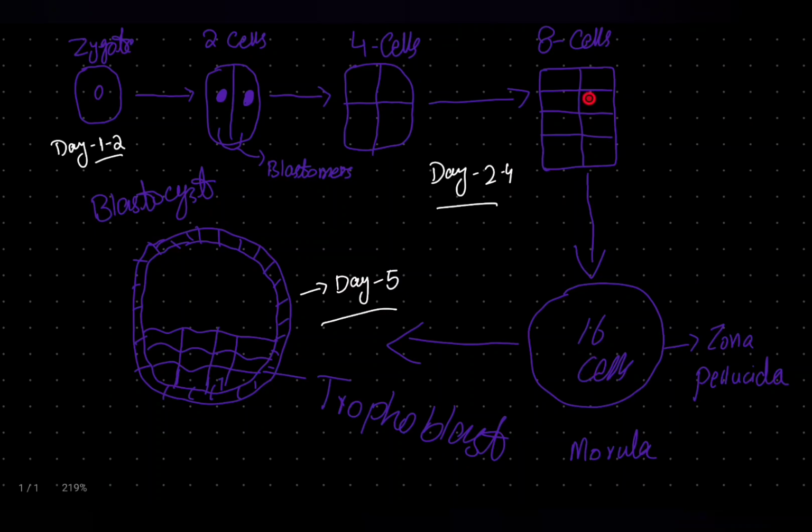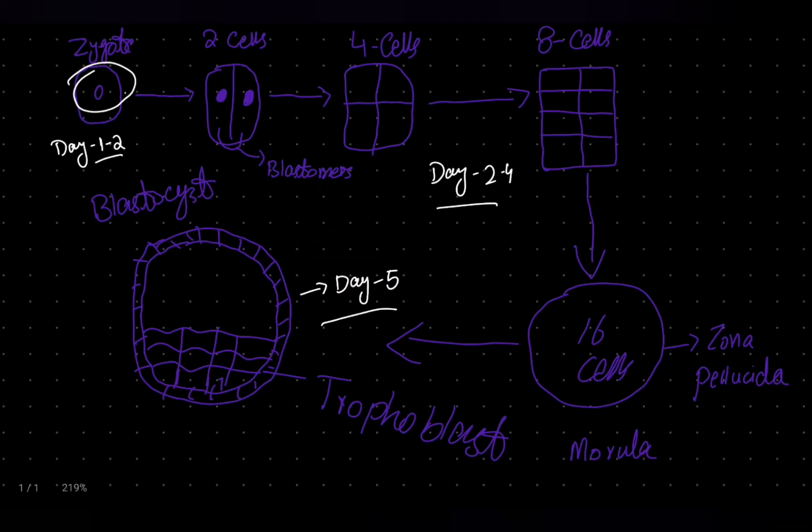This 16-cell stage is called the morula, and these cells are protected by the outer layer called the zona pellucida. This eventually converts to the trophoblast, and this layer is called the trophoblast. The structure inside is called the blastocoel, and this entire structure is called the blastocyst. On day 5 the blastocyst is formed.